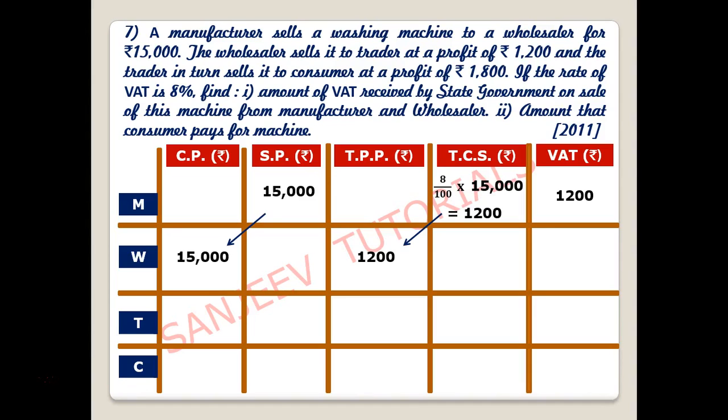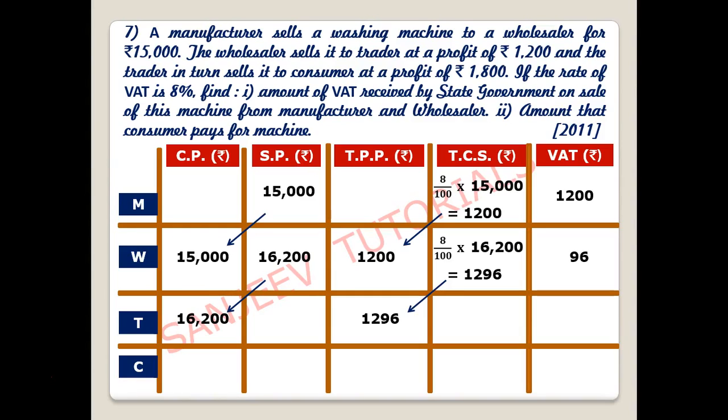Okay, now the second row, let us talk about wholesaler. For wholesaler, selling price is rupees 16,200. This is also the cost price for trader. For wholesaler, tax collected on sale will be 8% of 16,200, that is rupees 1296. This 1296 is also the tax paid on purchase by trader. VAT paid by wholesaler will be 1296 minus 1200, that is 96 rupees.